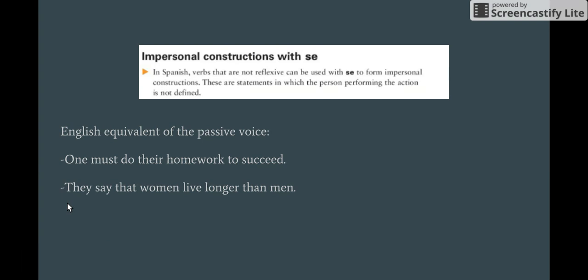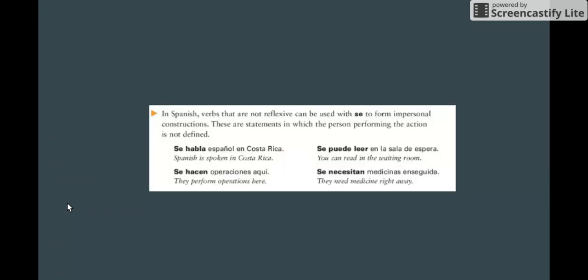Same thing in Spanish, you can create these same constructions by placing the se in front of verbs. Some examples here: se habla español en Costa Rica. Spanish is spoken in Costa Rica. Who's it spoken by? It's not defined. It's just an impersonal passive statement. Se puede leer en la sala de espera. You can read in the waiting room. It's not talking to someone. It's just a general impersonal statement. One can read in the waiting room, or they can read in the waiting room.